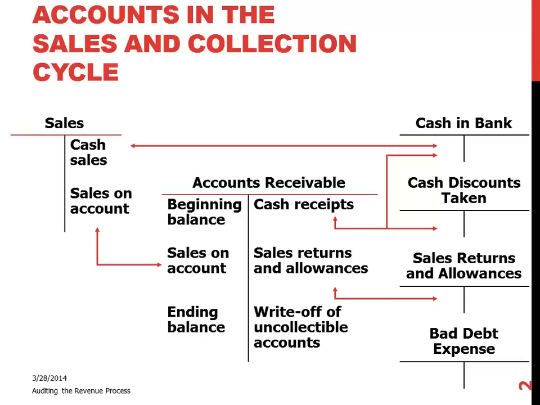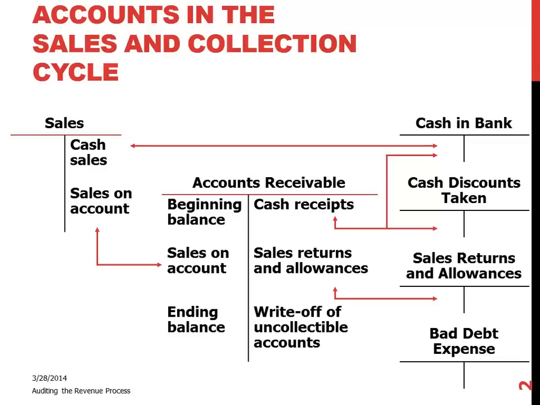Again, we should be able to tie that to the direct entry in the income statement for sales returns and allowances. Right? That is a reduction of your sales. So that's where you see a reduction of sales. And then the other credit that we would expect to see to accounts receivable would be write-off of uncollectible accounts. So that's when the company makes the decision that that receivable is no longer collectible, that they're not going to be able to collect it.